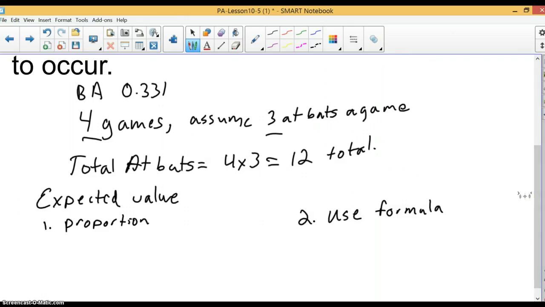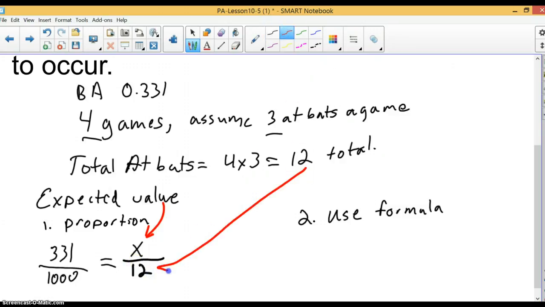To set up the proportion, we take our fraction, or our probability, which is 0.331, and convert that to a fraction. So we have 331 for every 1,000 attempts. And we set that equal to whatever we think is going to happen, so our expected value, x, over our total, 12. So our total is going on the bottom. And then we solve.